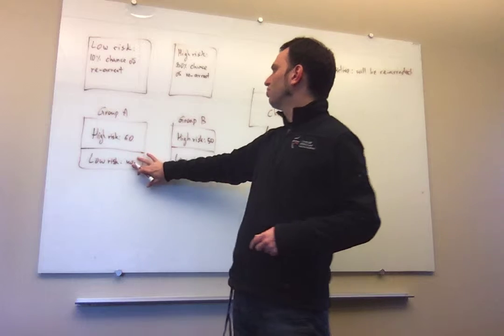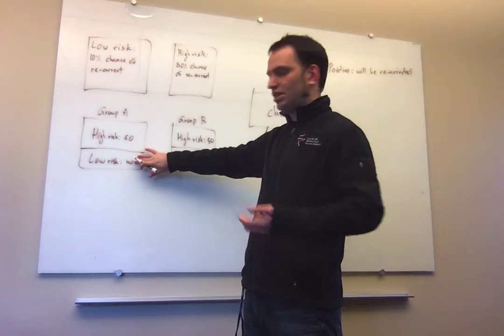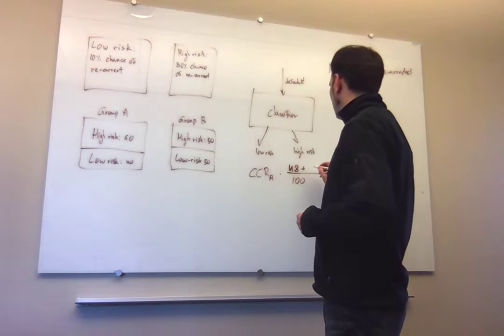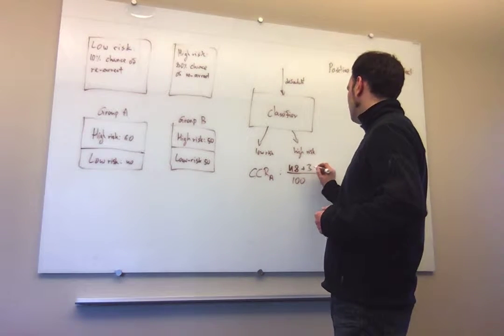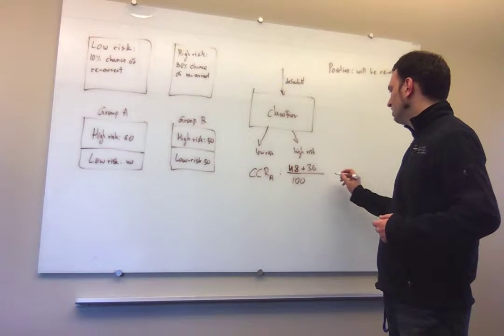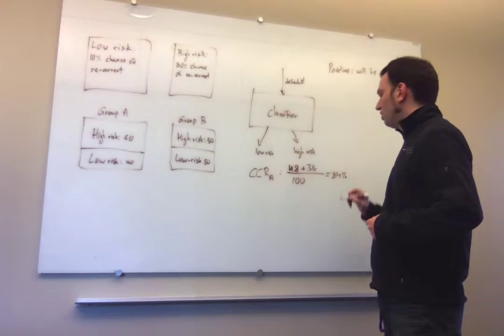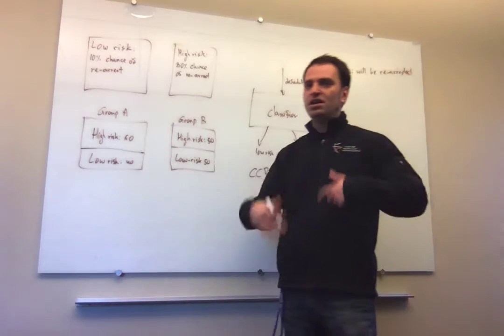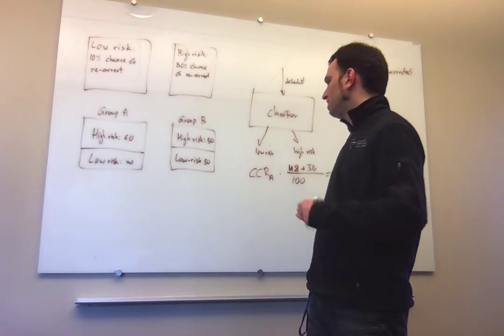And then out of the 40, we get 90% correct. So 90% of 40 is 36. So we got 36 correct. So that would be 48 plus 36, that is 84% of people out of the 100 in Group A, we correctly predicted whether they will or will not be arrested.